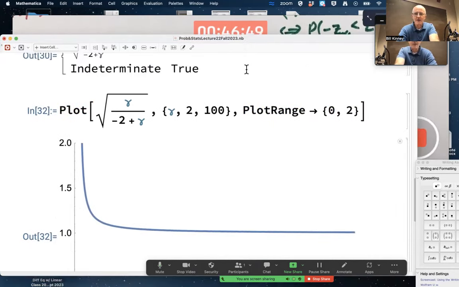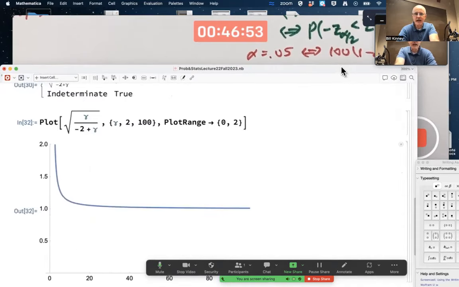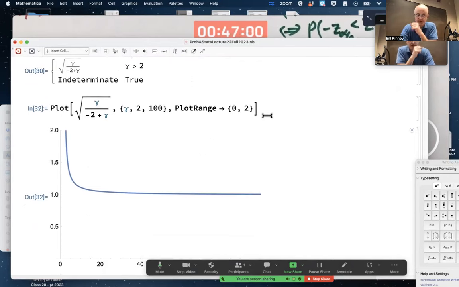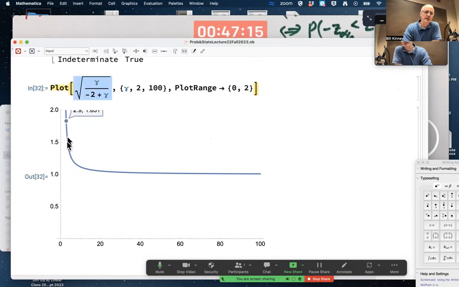There's what the graph of the, what is this? This is the standard deviation of the student t-distribution with little gamma degrees of freedom as a function of little gamma, if you assume little gamma is continuous, which it's really not. Little gamma for the student t-distribution is discrete, 1 or 2 or 3 or 4 or 5, etc. But you can certainly graph this as a function of a continuous variable. You see it does seem to have a horizontal asymptote at 1.